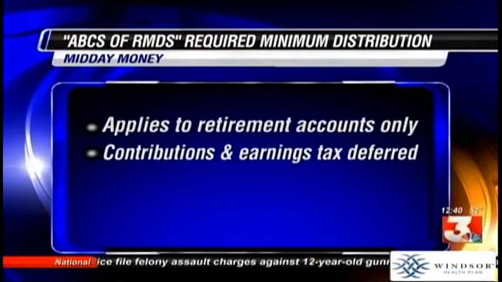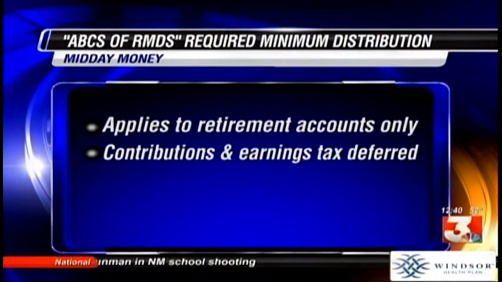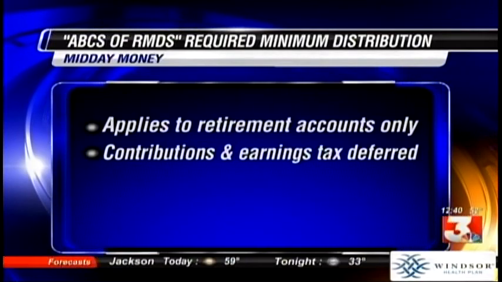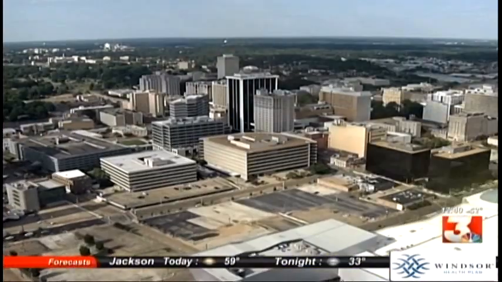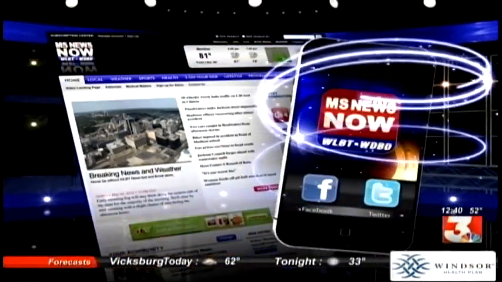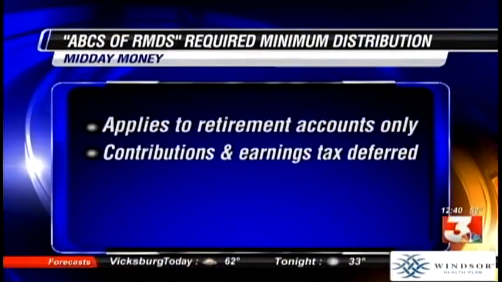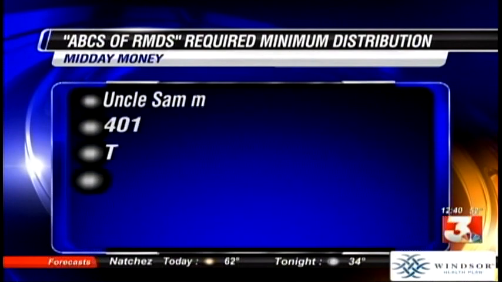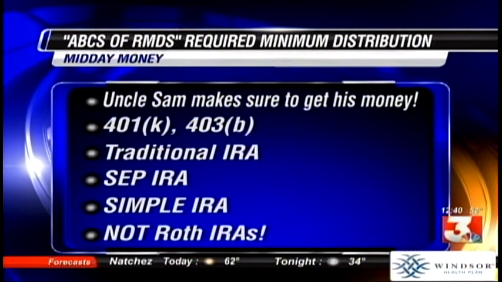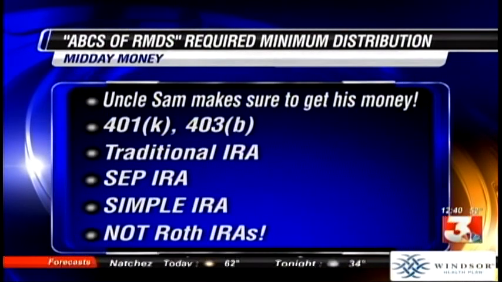Eventually. So this is called a required minimum distribution, and it only applies to retirement accounts. The contributions that you make to your retirement accounts, you don't pay tax on them, and the earnings, you don't pay tax on them. But that's not forever, because Uncle Sam wants to make sure he gets his money. So if you have a 401k, a 403b, a traditional IRA, a SIMPLE IRA, a SEP IRA, then you're going to have to do this calculation. But this does not apply to Roth IRAs.